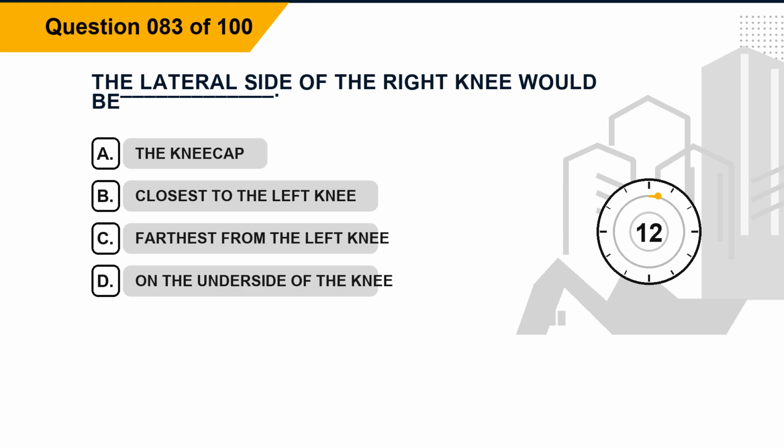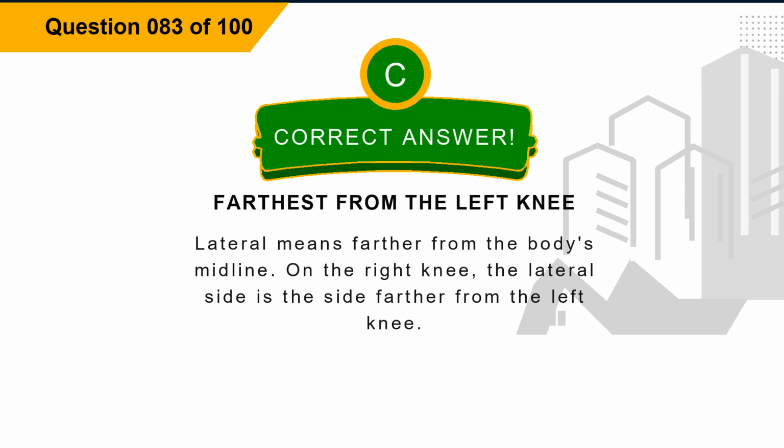Question 83. The lateral side of the right knee would be blank. Option A, the kneecap. Option B, closest to the left knee. Option C, farthest from the left knee. Option D, on the underside of the knee. The correct answer is option C, farthest from the left knee.